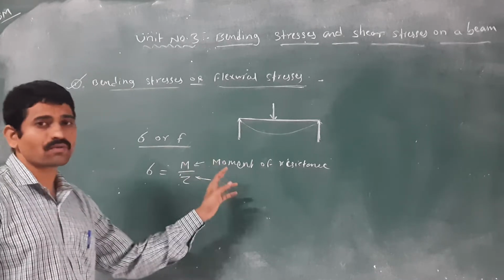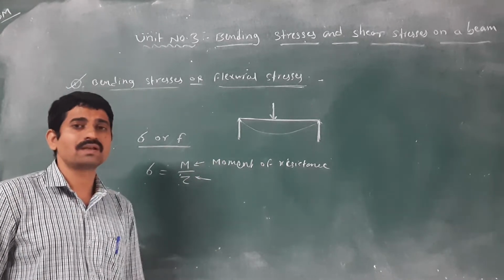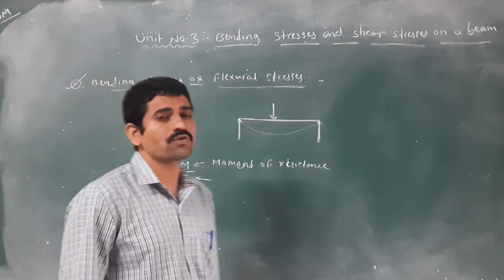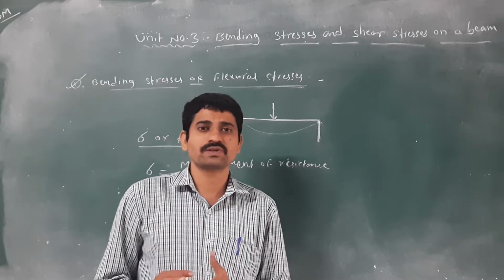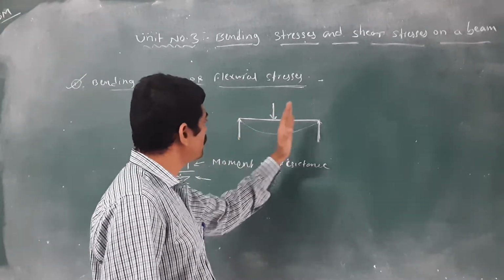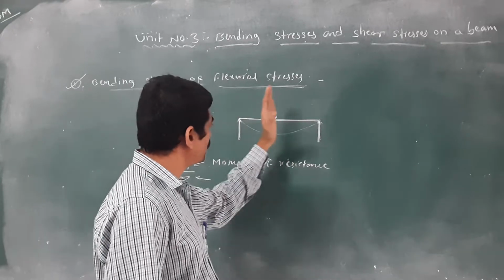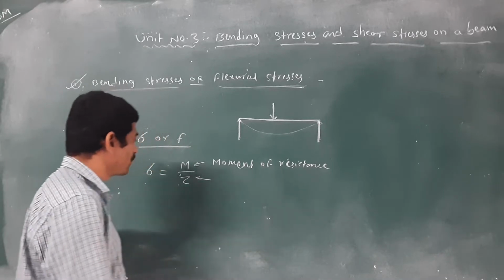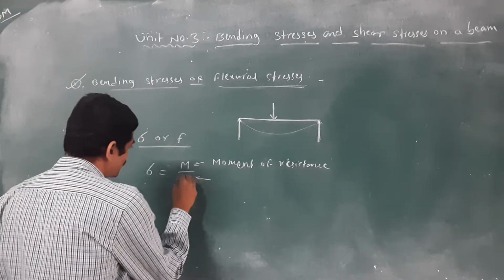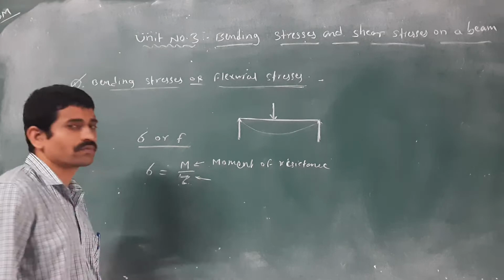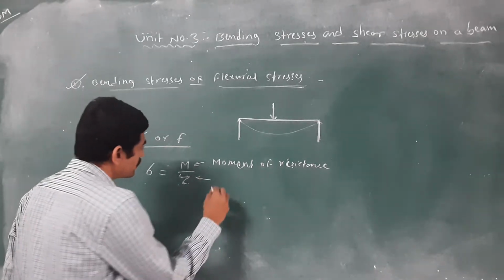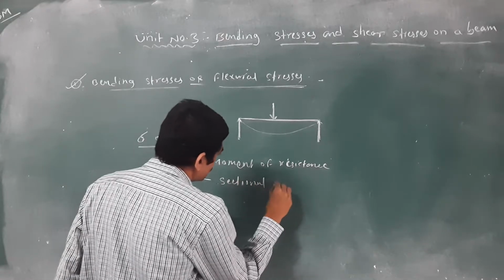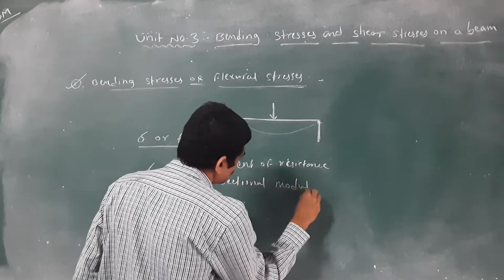You know how to calculate the bending moment; we have learned it in the second unit. Moment is nothing but force into distance. You can calculate the moment at any point: at point A, at point B, at point C. You know how to calculate the moment of resistance as well as the moment. And what is the Z? Z is denoted by sectional modulus. Remember that.